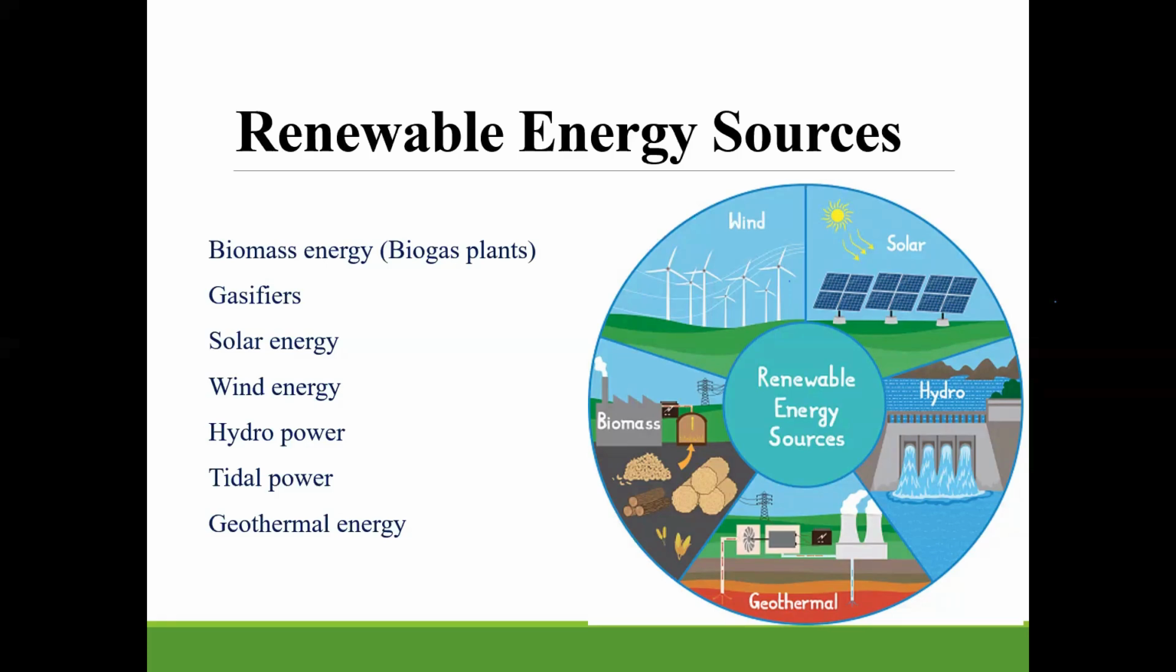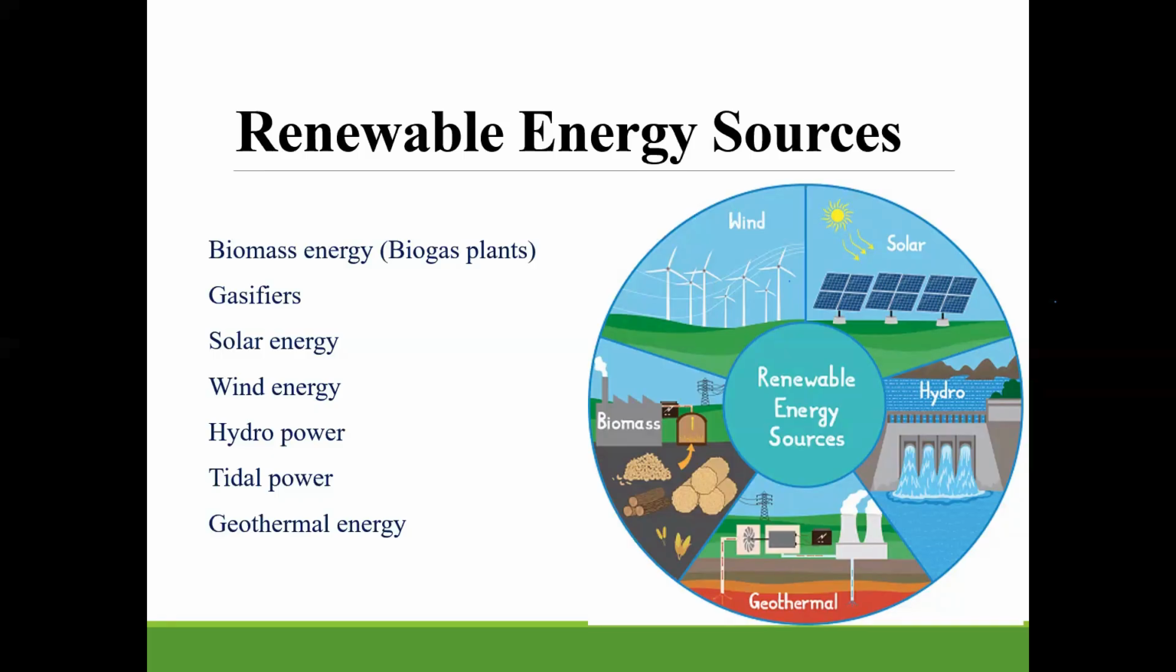So many energy sources are there. Biomass energy, which comes out from the biogas plants. In our syllabus, we will be studying majorly about 3 biogas plants. What is the raw material we use? How will the biogas be produced? That we will study. Then gasifiers. Out of biogas plants, we get biogas. Then out of gasifiers, we get producer gas. Producer gas is the one which is used as a fuel for internal combustion engines.